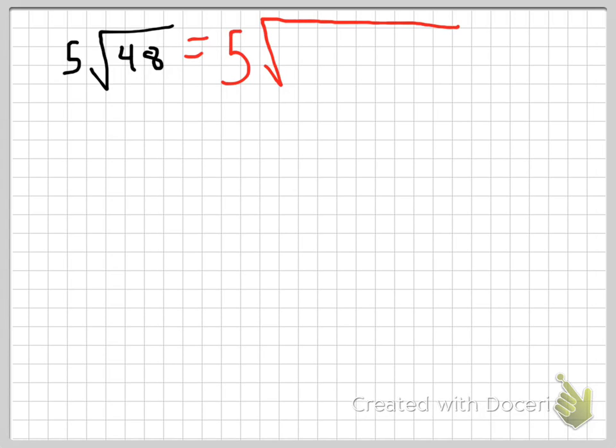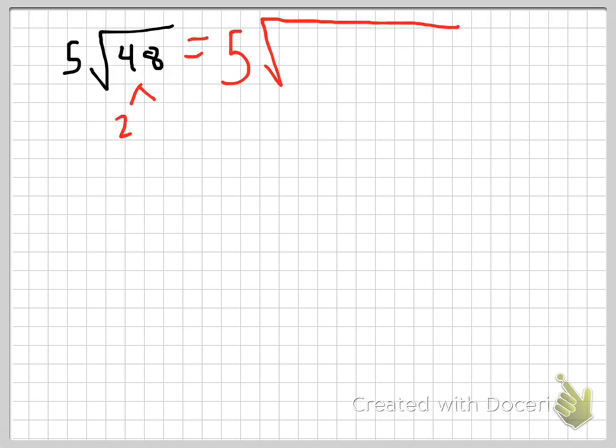Let's try another one. So this is a little trickier because I've got a number on the outside. Now this is just a factor on the outside. So I'm going to rewrite this as 5 times the square root of, now let's break down 48.